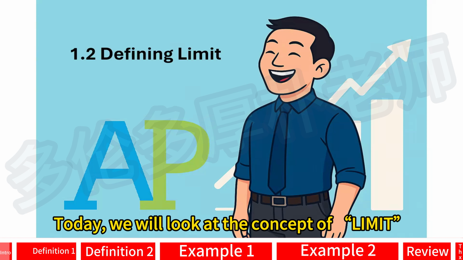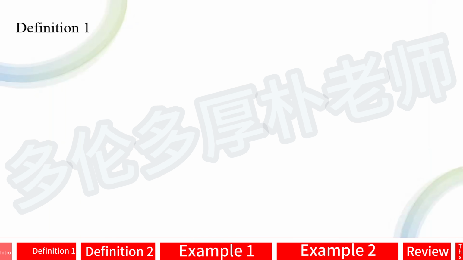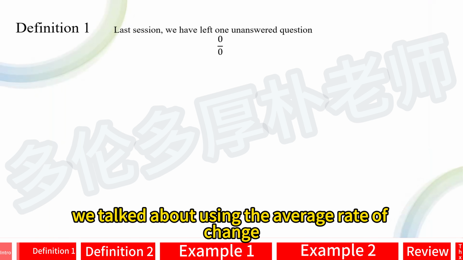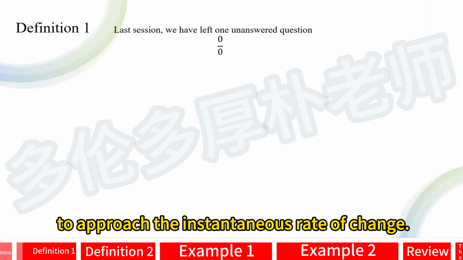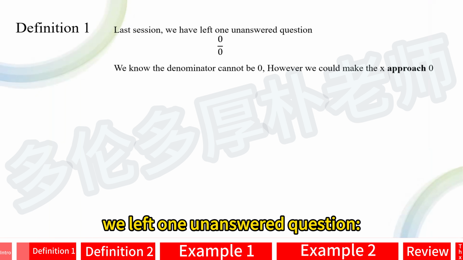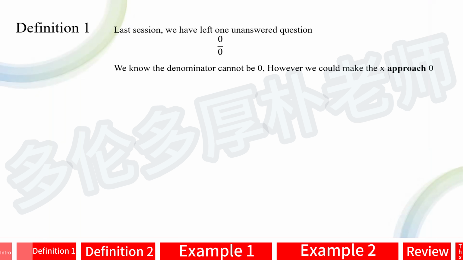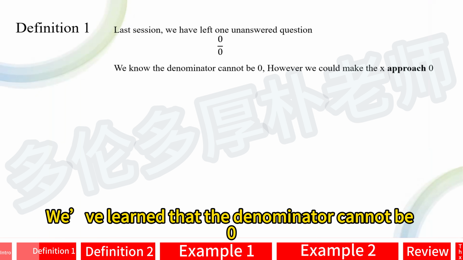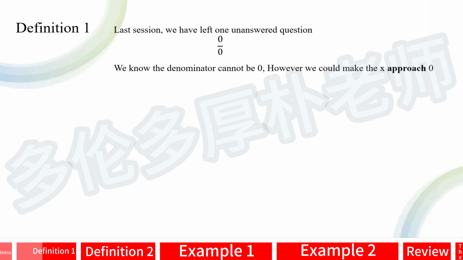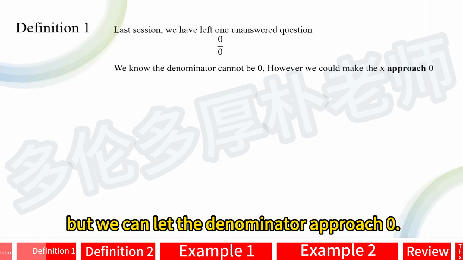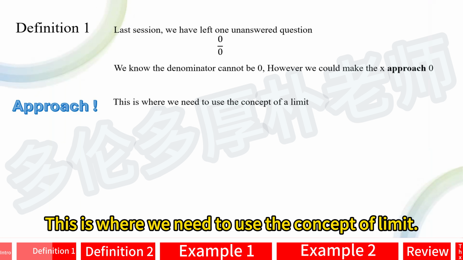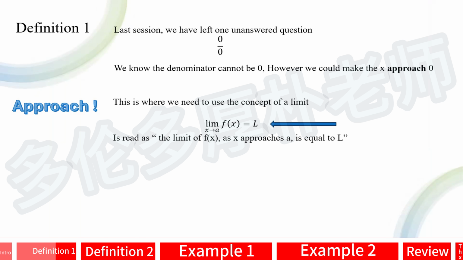Today, we will look at the concept of limit. At the end of the last video, we talked about using the average rate of change to approach the instantaneous rate of change. However, we left one unanswered question. What should we do when we get a 0 over 0? We have learned that the denominator cannot be 0, but we can let the denominator approach 0. Approach. This is where we need to use the concept of limit.